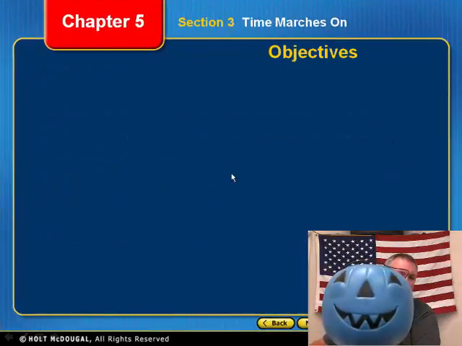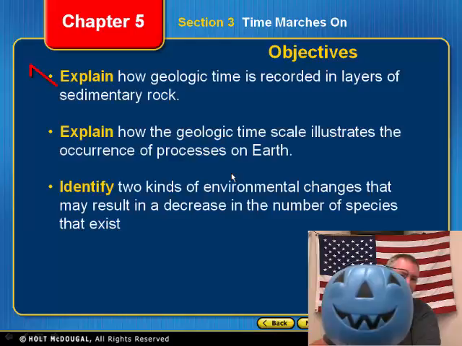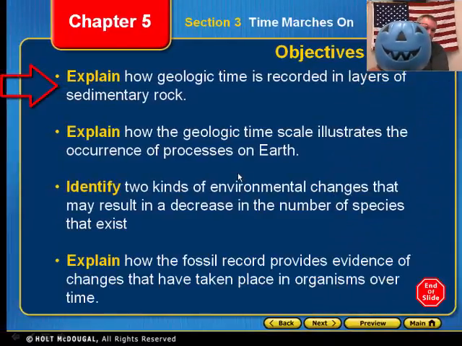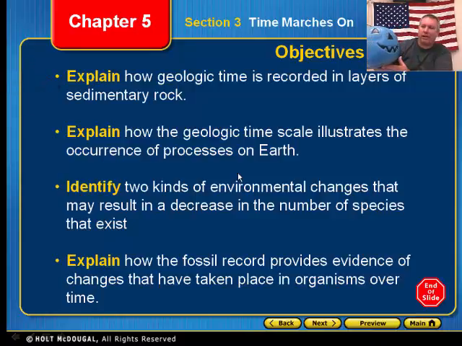Here are our objectives for today. We'll explain how geologic time is recorded in layers of sedimentary rock.